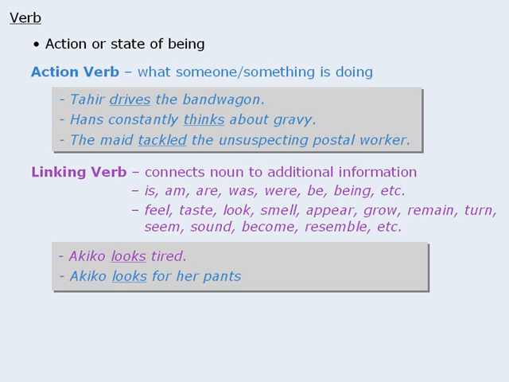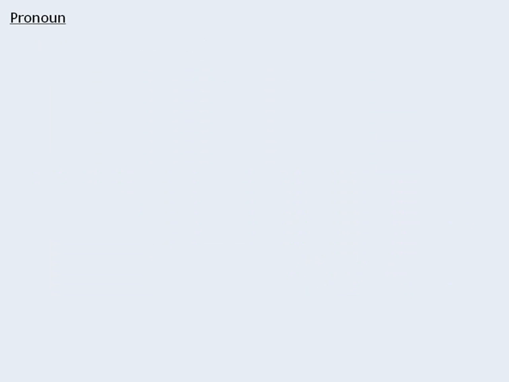Conversely, in the sentence, "Akiko looks for her pants," the word looks is an action verb that expresses an action that Akiko is performing. Similarly, in the sentence, "My dog smells awful," the word smells is a linking verb that connects the dog to more information about the dog. However, in the sentence, "My dog smells pizza," smells is an action verb that expresses an action that the dog is performing. Alright, now we'll discuss action verbs and linking verbs again in future lessons. However, for the time being, let's move on to the next part of speech, the pronoun.